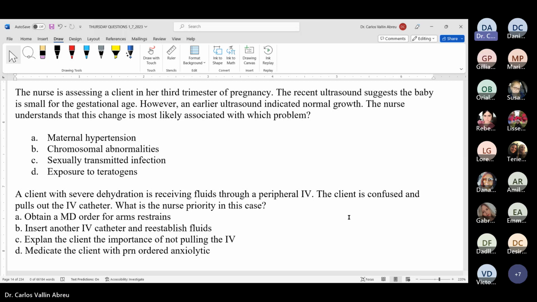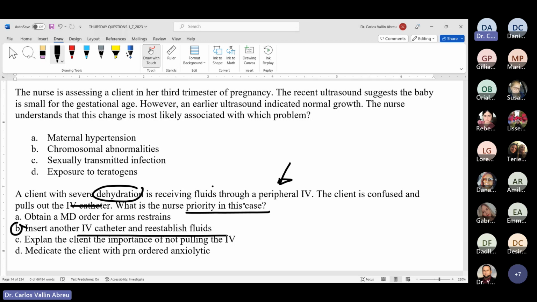B, as in boy. Of course, because they are asking what is the priority. The patient is dehydrated and they have ordered IV fluid, but the IV fluid is not passing. Why? Because the client removed the IV catheter. The priority is restarting the IV administration of fluids, and later we see how we deal with the behavior of the client. Okay, guys, this is what I have for you today.